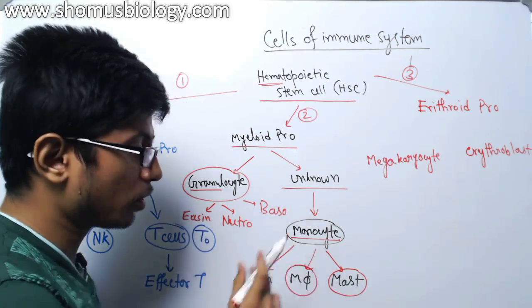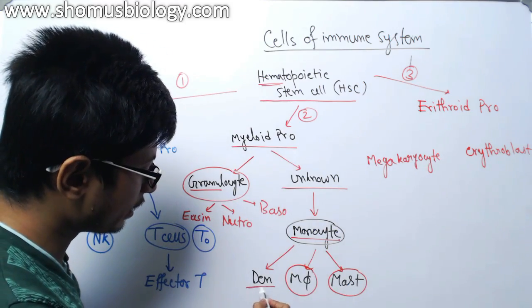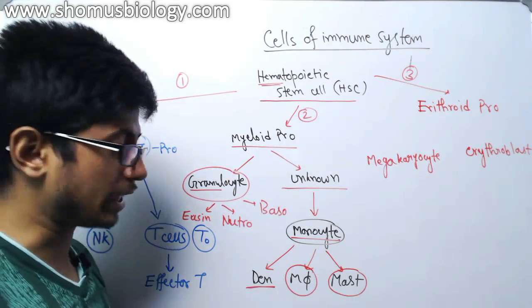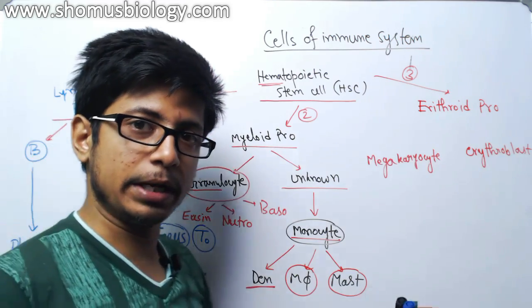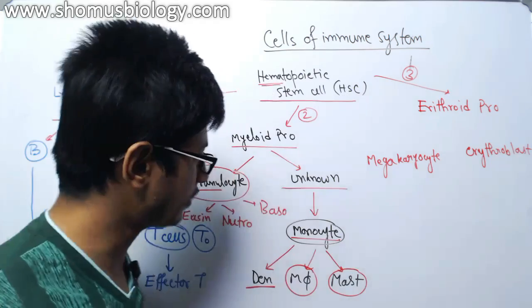Macrophage is when the monocyte is transferred to any kind of tissue. Dendritic cell is also a slightly modified version of monocyte, which is present in different tissue layers, especially the skin, lung, intestinal region and all those places.